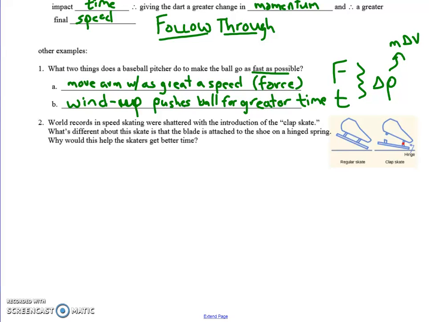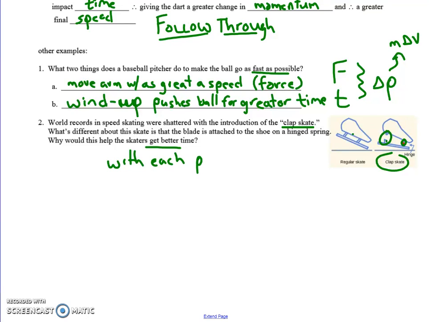Another application we find in sports is maybe less obvious to you, but if you ever watch speed skating, usually in the Winter Olympics, around 20 years ago, world records started to be shattered because the Dutch introduced a new type of skate called the clap skate. The clap skate is shown right here, where the difference between a regular skate and a clap skate is, in the clap skate, the heel of the blade is not attached to the heel of the boot, and there's a little hinge here to snap it back. And the reason why the skaters got better at time is with each push, right? That's how they propel themselves. That's where they get their power from.